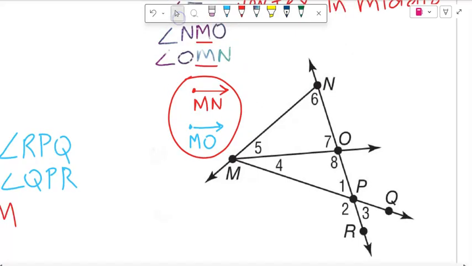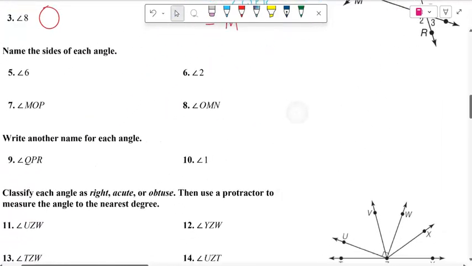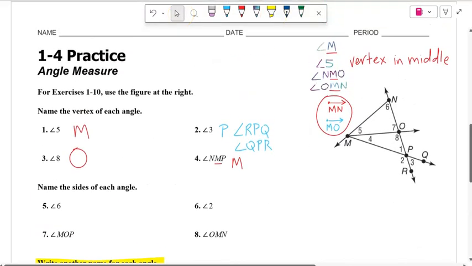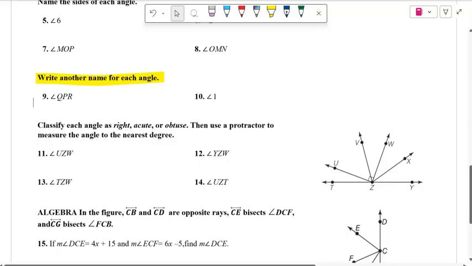I want to get to the more complicated stuff. And then we already practiced this. Write another name for each angle. That's exactly what we did up here in the Galaxy pen. All these different names: angle M, angle 5, angle NMO, angle OMN. Those are the options on how to name an angle. Okay. All right. Let's go down here.